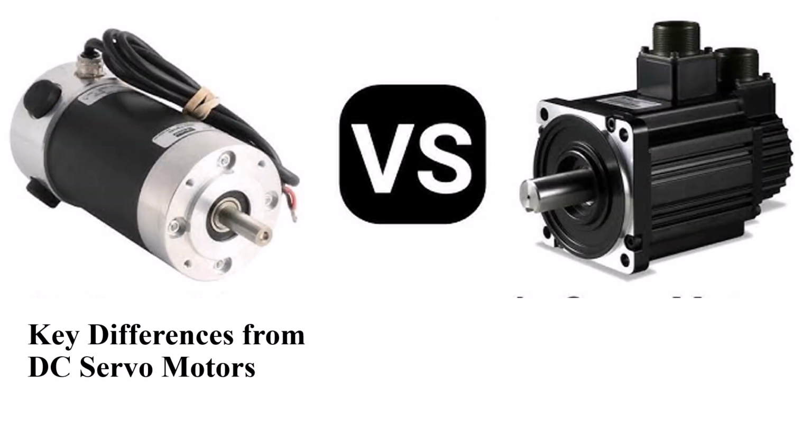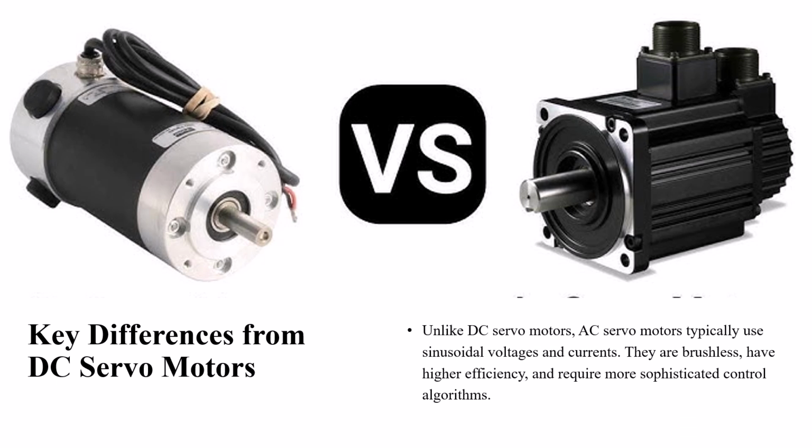So when we see the key differences between the AC servo motor and the DC servo motor, unlike DC servo motors, AC servo motors work with AC voltages and AC current. That means sinusoidal current and sinusoidal voltages, and they are also brushless. That's why they can get high efficiency. The control algorithm we design for the AC servo motors will be a little bit sophisticated. But when it comes to the DC, the control algorithm will not be that sophisticated. It will be a little bit less.